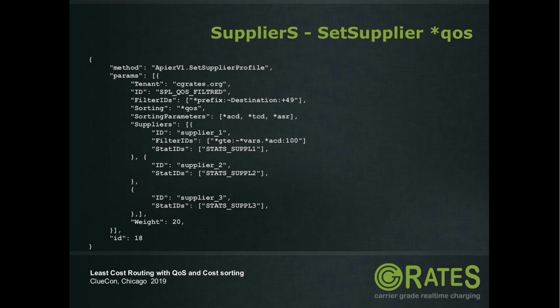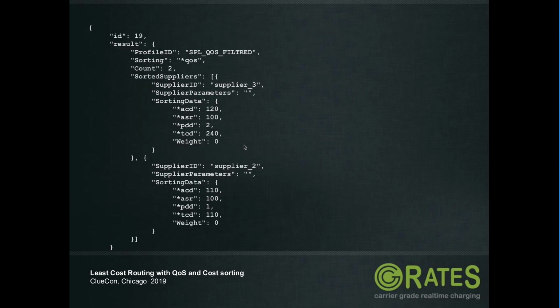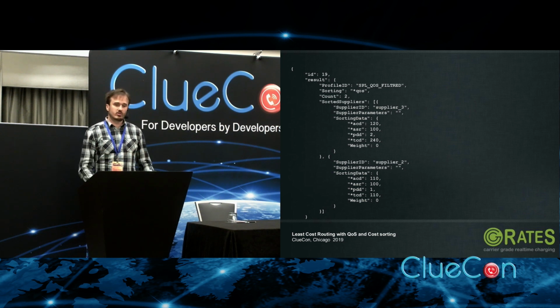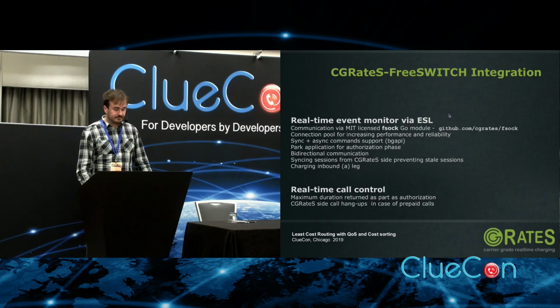For example, this algorithm tells that this supplier 1 will also get into routing if his ACD is greater than 100. So average call duration should be more than 100 seconds. And the other will get into service always and ordered based on their quality, like ACD first. And this is also a sample. Supplier 3 is first and supplier 2 is second, but supplier 1 not, because his ACD threshold was not hit. So you can fine-tune your suppliers in any kind of ways you like.